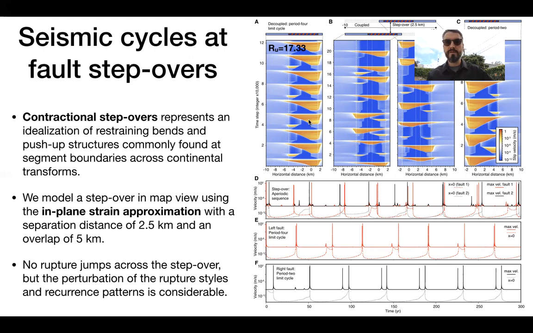they have distinct behavior. Fault 1 converges to a limit cycle, a period 4 limit cycle, with an alternation of large and small ruptures, and the small ruptures being sometimes slow slip events and sometimes partial fast ruptures. Fault 2 locks into a period 2 limit cycle with large and small ruptures. This is exemplified in this time series of velocity for these faults with a limit cycle of period 4 for one and period 2 for the other.